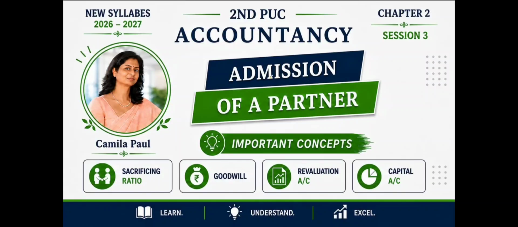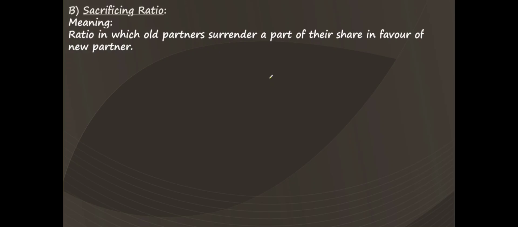Today we are going to see Chapter 2, Admission of a Partner, a very important concept, that is calculation of sacrifice ratio. First, let's see what is sacrifice ratio. Sacrifice ratio is a ratio in which the old partners sacrifice their share of profit in favor of a new partner who is admitted in the firm. This is called as a sacrifice ratio.